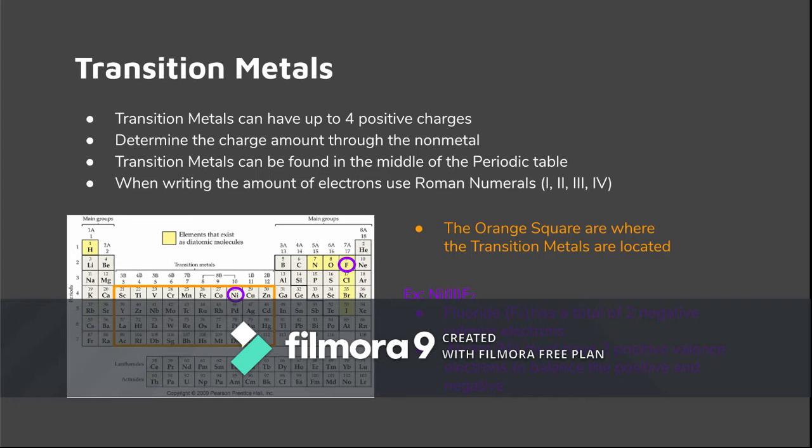An example is nickel fluoride. Fluorine has a total of 2 negative valence electrons. Nickel must have 2 positive to balance the positive and negative.